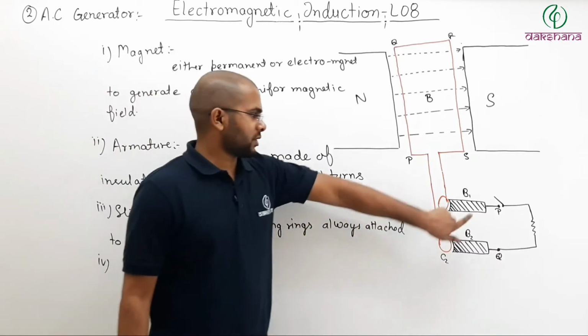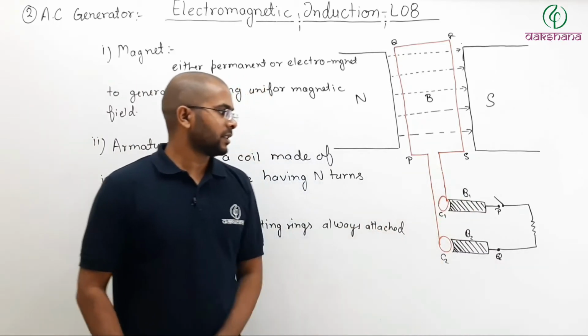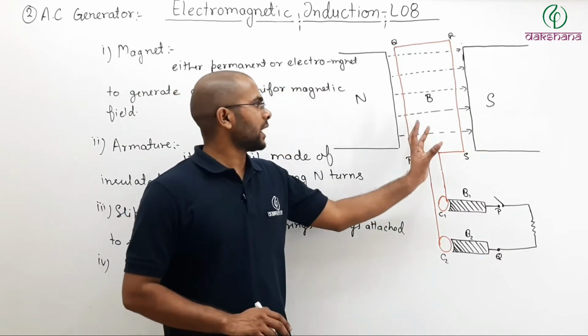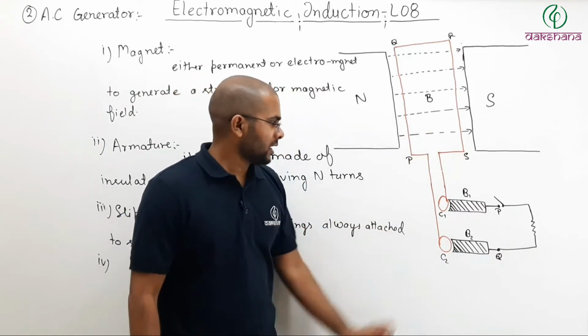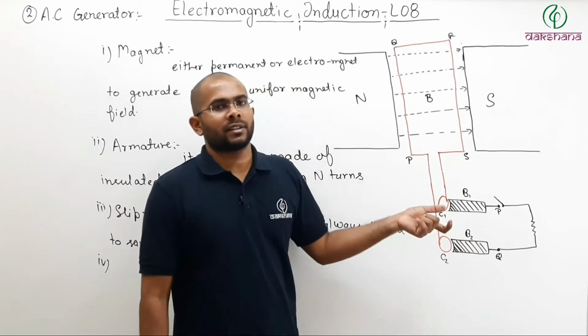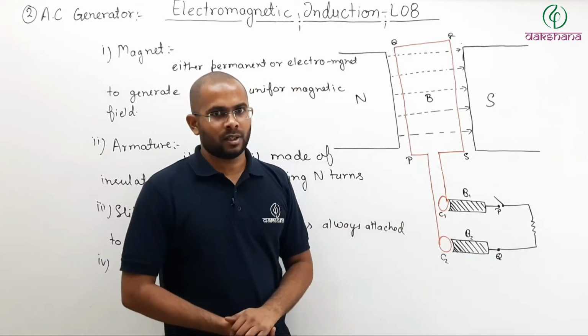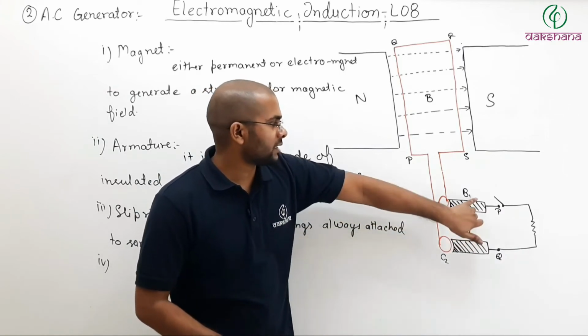Now there is a brush B1 and B2. What is happening here is that when you rotate this armature, we will discuss in detail, the slip ring also rotates. So you cannot directly attach your wire to the slip rings. So what we have here is a brush.